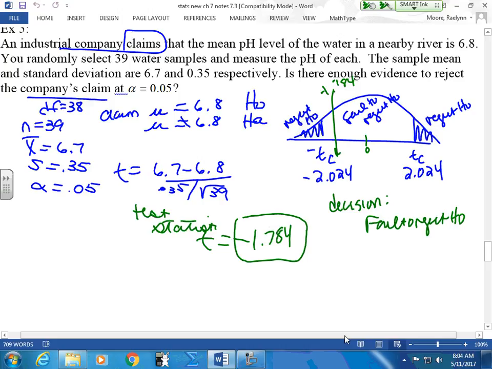That's my decision. My interpretation. Now, if I fail to reject the H0, do I agree with it? Yeah, I agree with it, because my H0 happens to be my claim. So if I fail to reject it, I have to go along with the company's claim, but I have to say there is not enough evidence at a level of significance of 0.05 to reject the company's claim that the mean pH level of the water in the nearby river is 6.8. I need that whole statement.